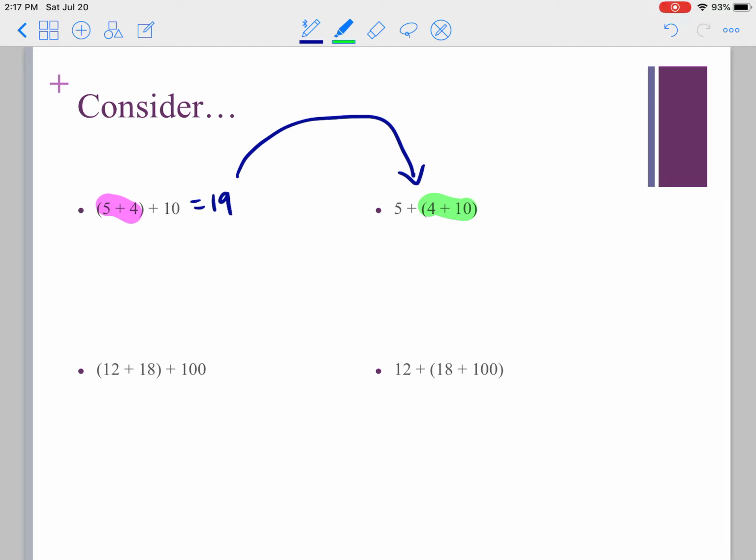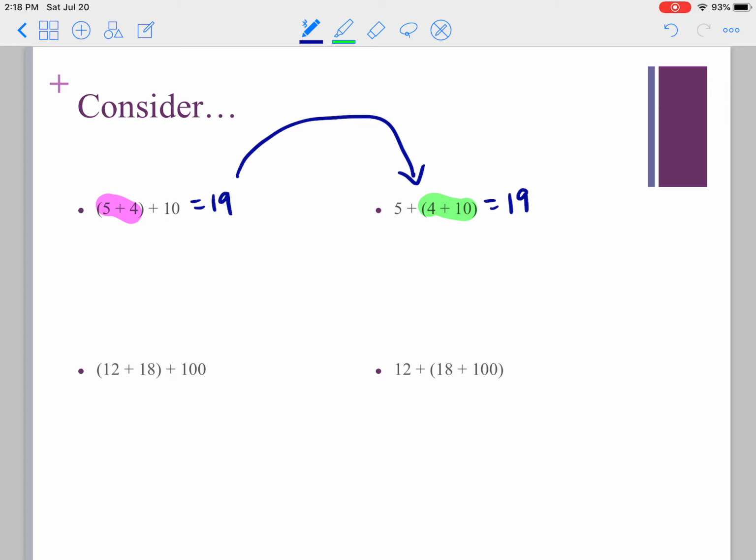And if you were to use the order of operations, in this case, parentheses first, so 4 plus 10 is 14, plus the 5 is still equal to 19. So although our grouping changed, the value did not.